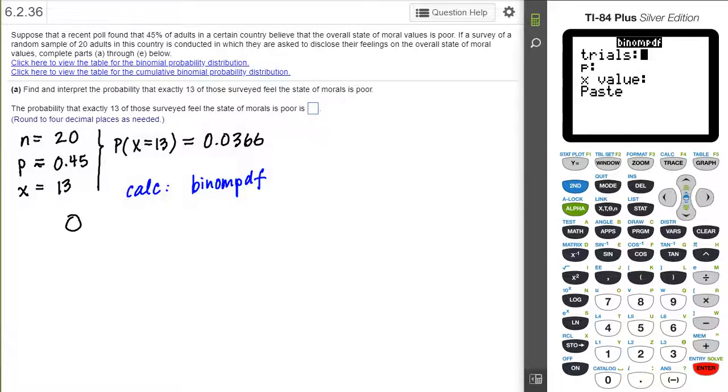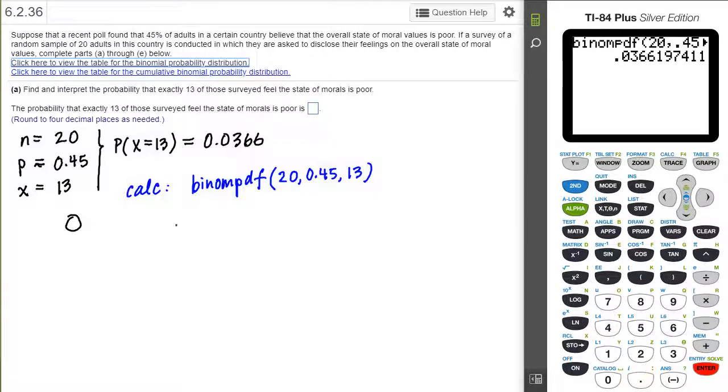So we want the PDF exactly 13. There are 20 trials, a probability of success of 0.45, and an X value of 13. If you don't get that input menu, you'll put it in just the same way. The things you put in first are the sample size, then the probability of success, and then the X value. So that's how your screen will look. Then press enter, only one time. You see that the calculator answer is 0.0366. They are exactly the same, so we got the right answer two different ways.